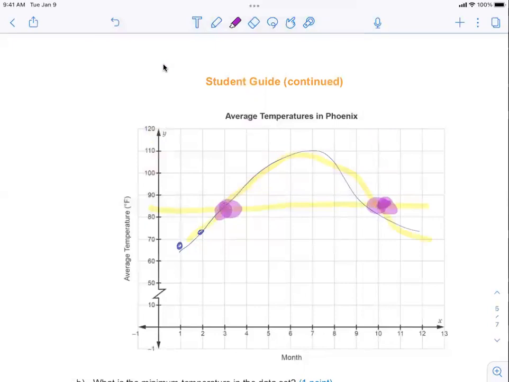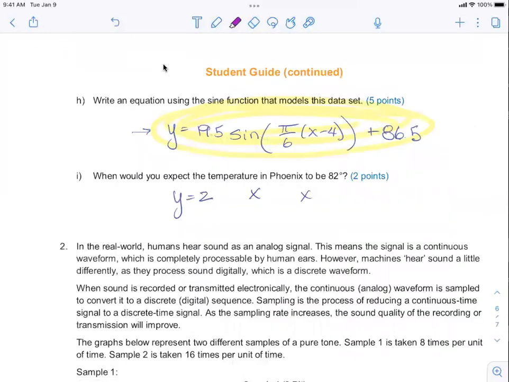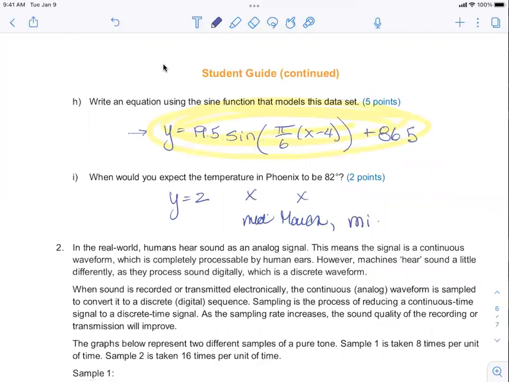So 3.5, we have January, February, March, April. So halfway through March. And then the 10th month is October and the 11th month is November. So we would say mid-March and mid-October. Mid-March, mid-October.